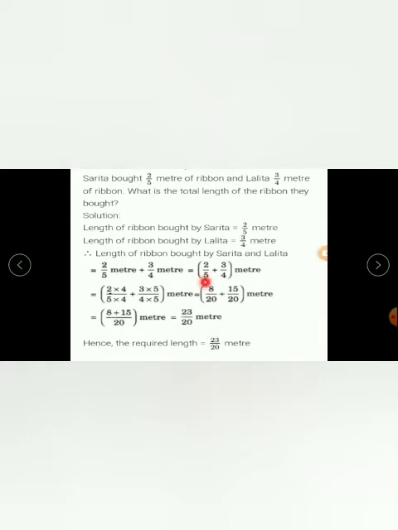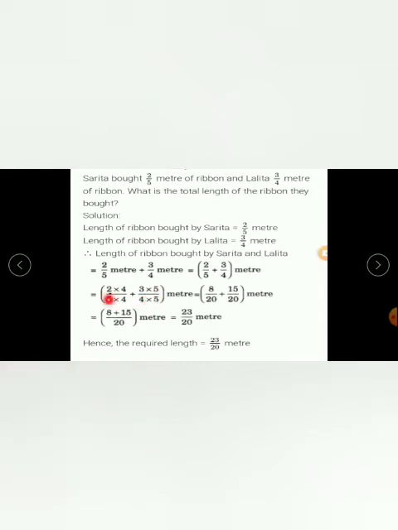So what are the denominators here? 5 and 4. So what will be the LCM? Their product. 5 into 4, 20. So the first fraction you are multiplying with 4 and second fraction you are multiplying with 5. Isn't it? So what will we get the new fractions? So 2 by 5 we are multiplying with 4. What you are getting? 2 into 4 by 5 into 4. Second, 3 by 4 we are multiplying with 5. That is 3 into 5 by 4 into 5.